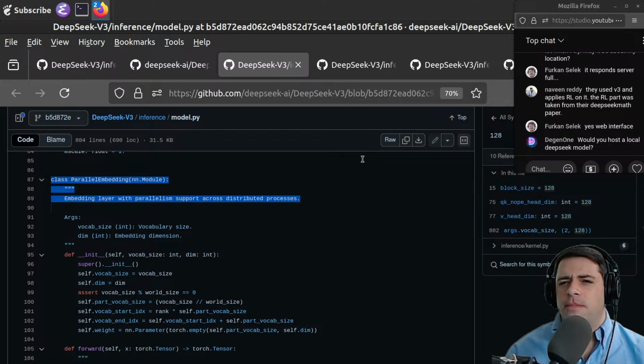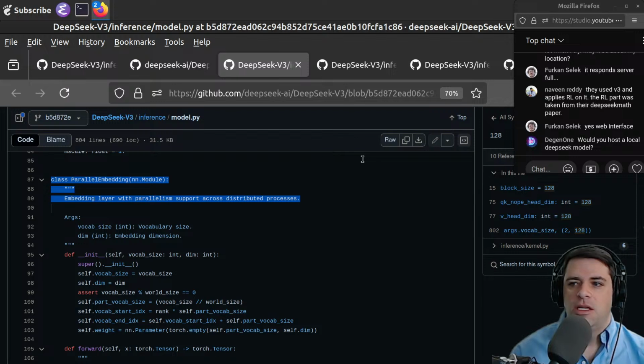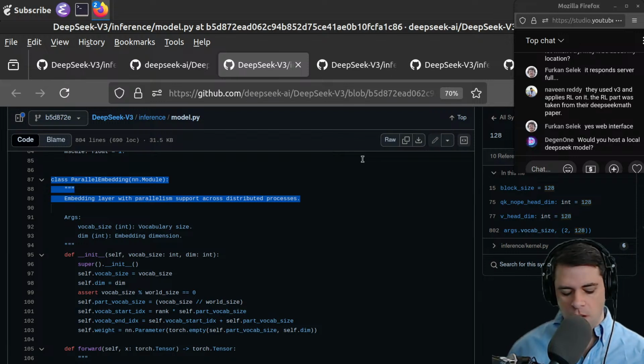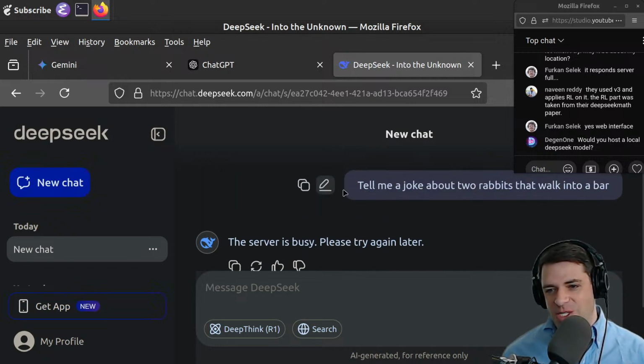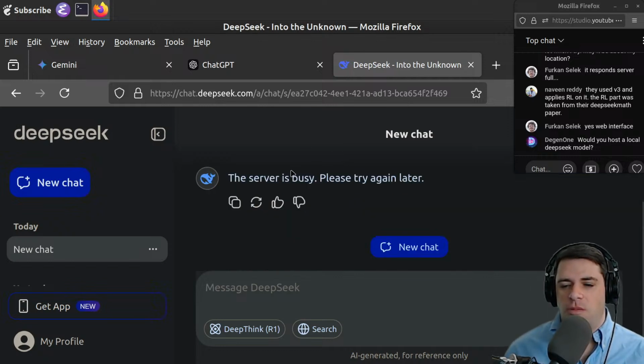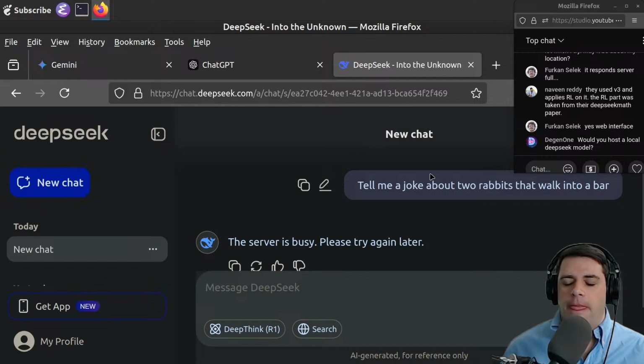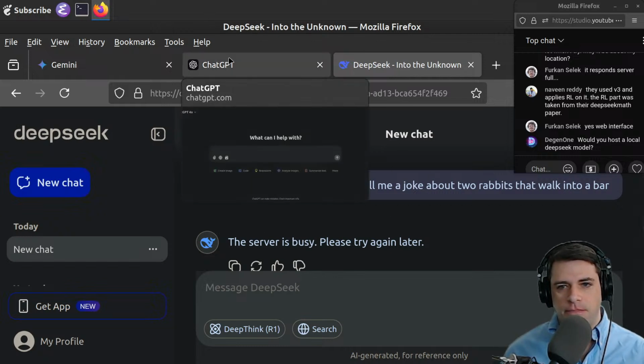So I think at this point, we're still in the place where if you want to run a local model and you're not running a business that's making lots of money, then you're going to run one of the models that's been distilled down. And they do talk about how the distillation process works, but I haven't read that part of the paper yet. So we'll have to maybe talk about that tomorrow or Friday, depending on how much time I get to do it today. So it says the server is busy.